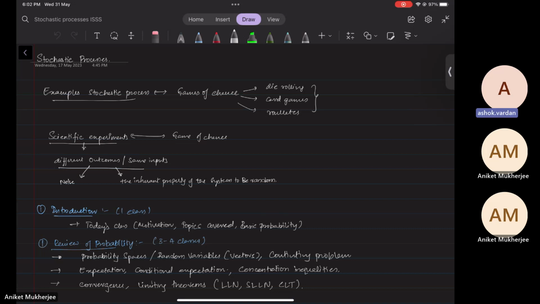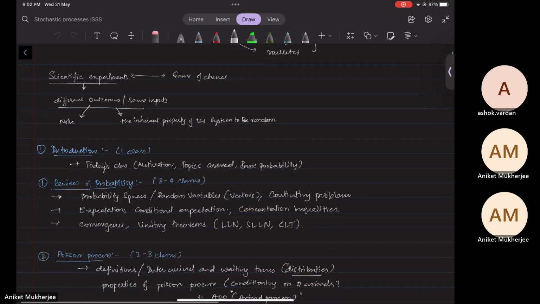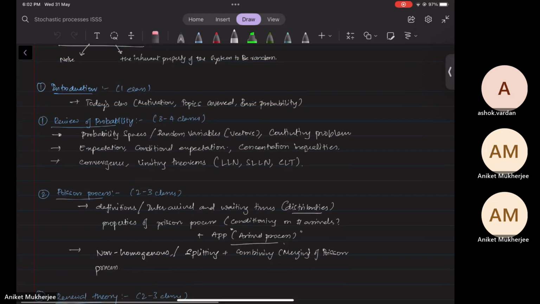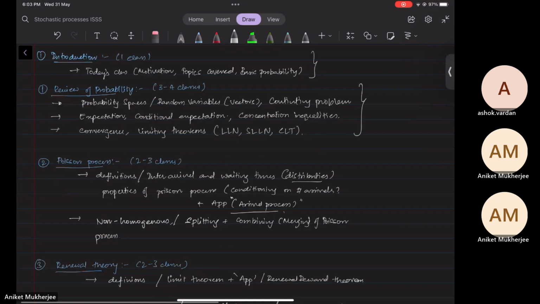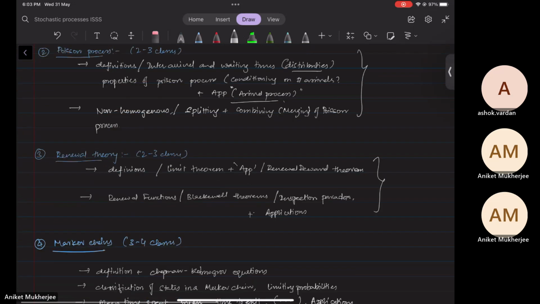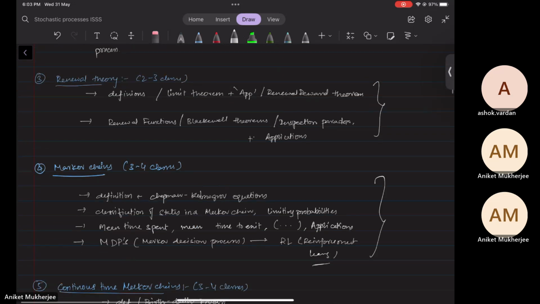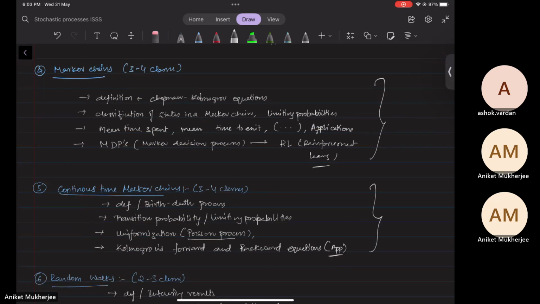So in the first class, I gave a brief topic-wise discussion on what we'll go into. The first class was an introduction. Then three to four classes will be on review of probability. Then 2 to 3 classes on Poisson process, 2 to 3 classes on renewal theory, 3 to 4 classes on Markov chains, discrete time Markov chain and continuous time Markov chain. So a total of 8 classes on Markov chains.